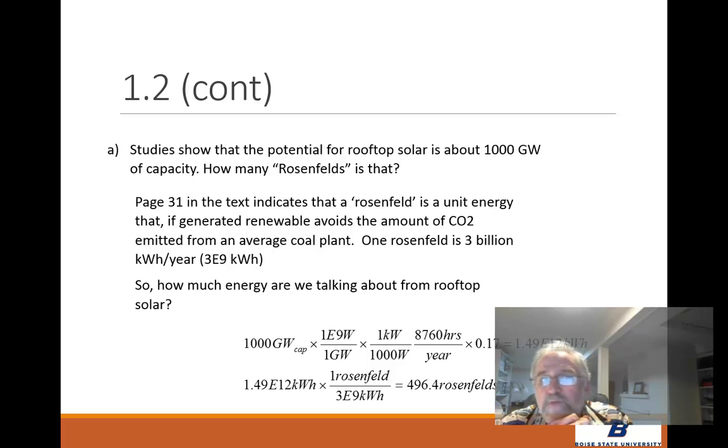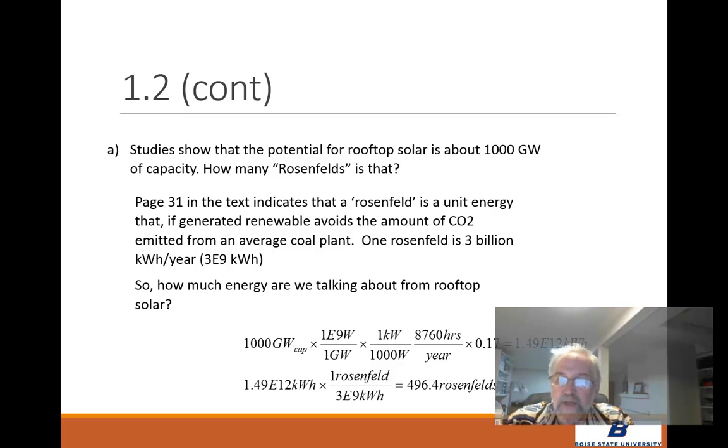And then they say, well, how many Rosenfelds does that represent? So if you read the book, on page 31, we talk about this unit that somebody suggested we represent. It might have been Mr. Rosenfeld, I don't know. It says it's a unit of energy that if we could produce that unit of energy renewably, carbon-free, it would displace the amount of CO2 emitted from a coal plant making that same amount of energy. So a Rosenfeld is how much renewable generation, in this case solar, it would take to displace the energy created by one coal plant.